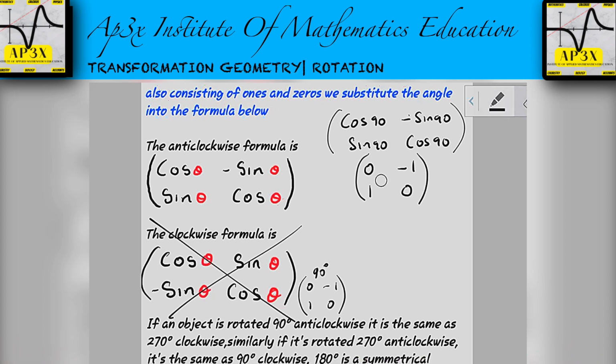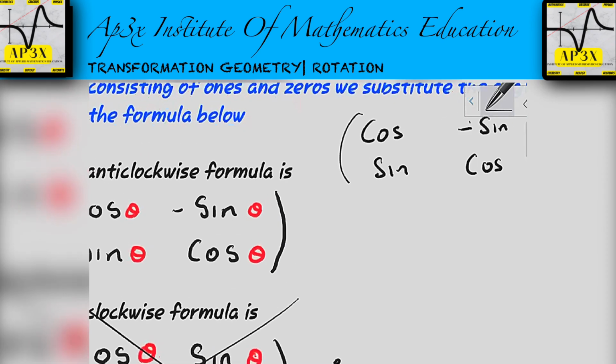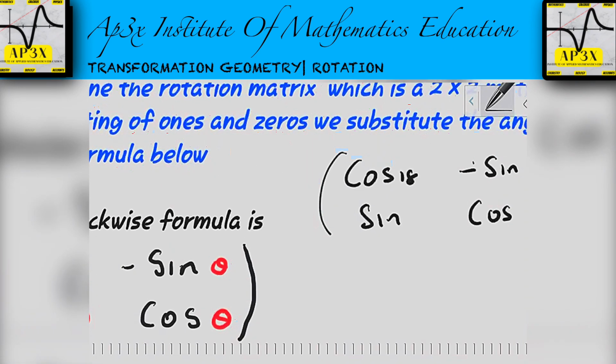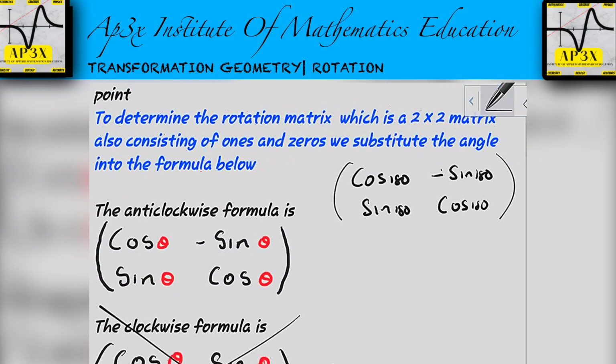anti-clockwise rotation. Let us just remove these numbers here and remove the 90 here, and we're going to put instead 180 degrees. So that's cos of 180, minus sine of 180, sine of 180, and cosine of 180. And when you plug those into your calculator, you're going to find that the cos of 180 is negative 1, and the sine of 180 is in fact 0. Sine of 180 is 0, and the cosine of 180 is minus 1.